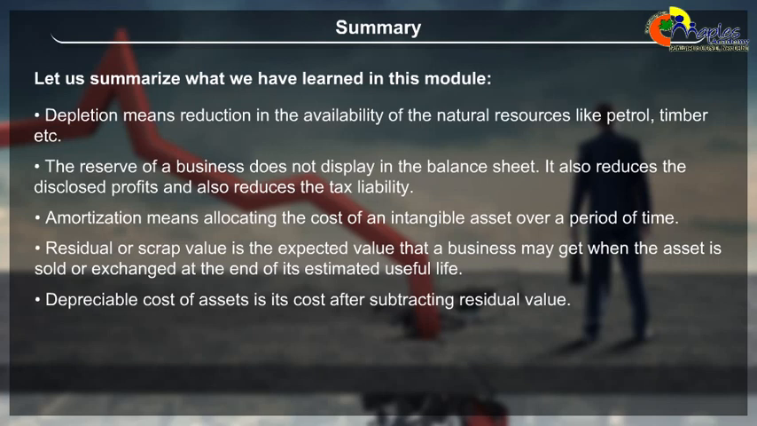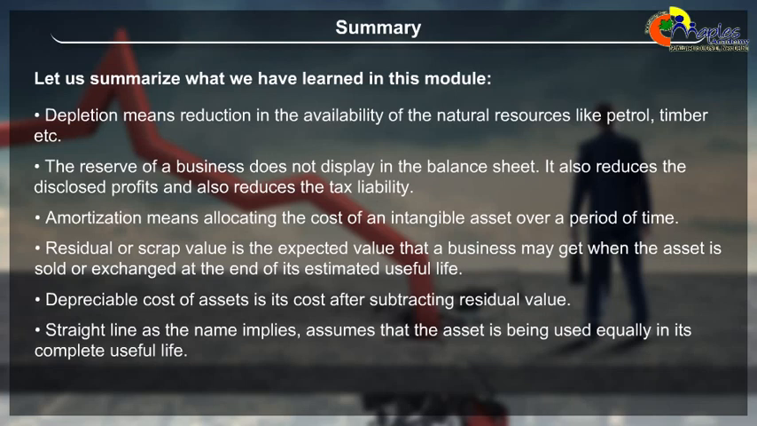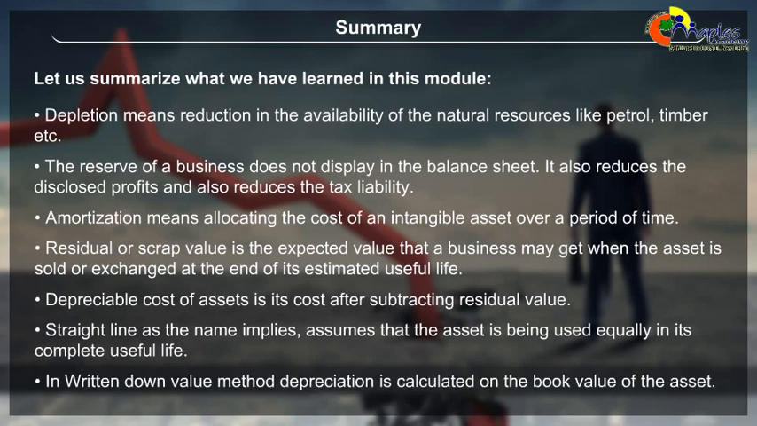Depreciable cost of an asset is its cost after subtracting residual value. Straight line, as the name implies, assumes that the asset is being used equally in its complete useful life. In the written down value method, depreciation is calculated on the book value of the asset.